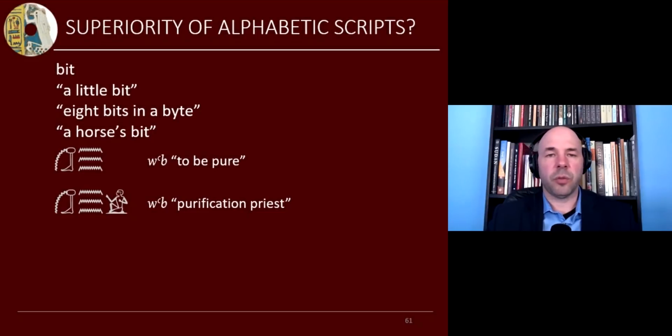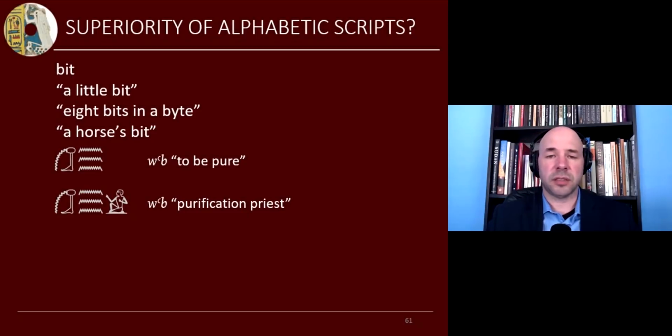So, for example, with the word bit, you could say a little bit to mean a small amount. You could say 8 bits in a byte, talking about computer bytes, or a horse's bit, this thing that a horse holds in its mouth. And from the writing itself, from the characters on the screen, you can't tell which means which. You have to get that from context.